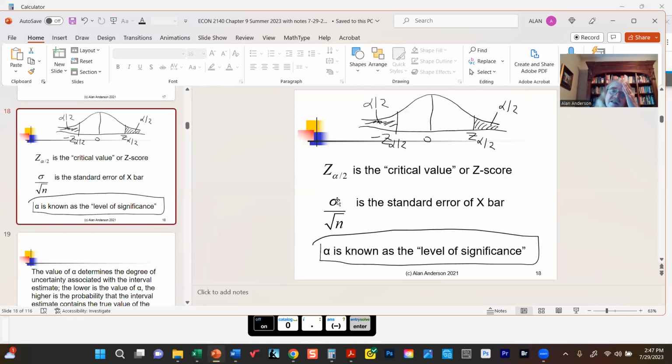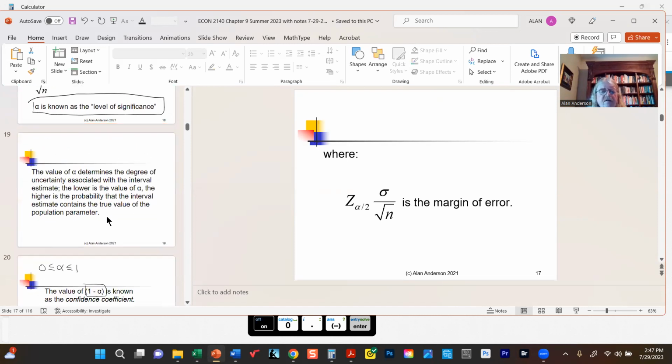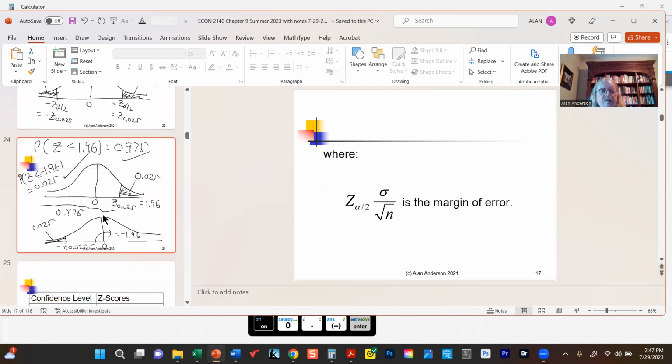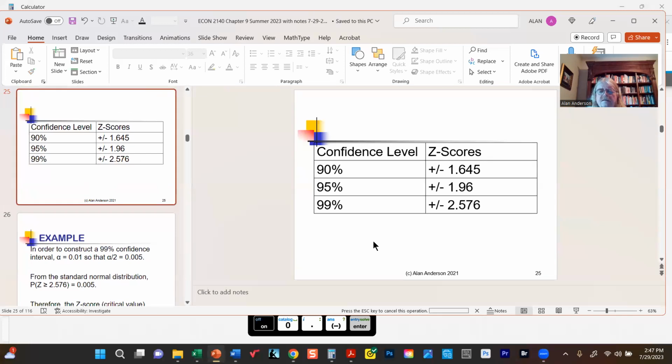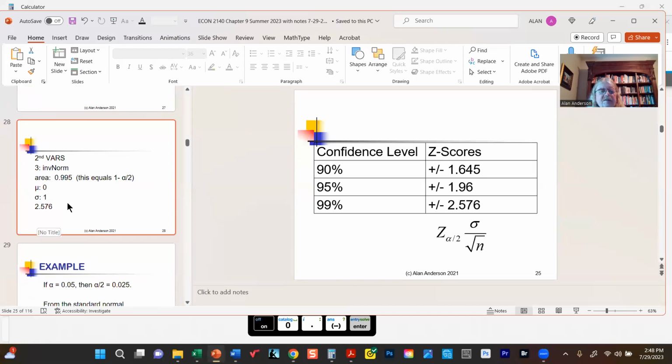Okay, so that Z alpha over 2 term is the critical value or Z-score that is going to be incorporated into your margin of error. There it is right there. The other two are fine. Those are right in the problem. This is the tricky part. So let's just put that down here to remind you what this is. So that looked pretty complicated.